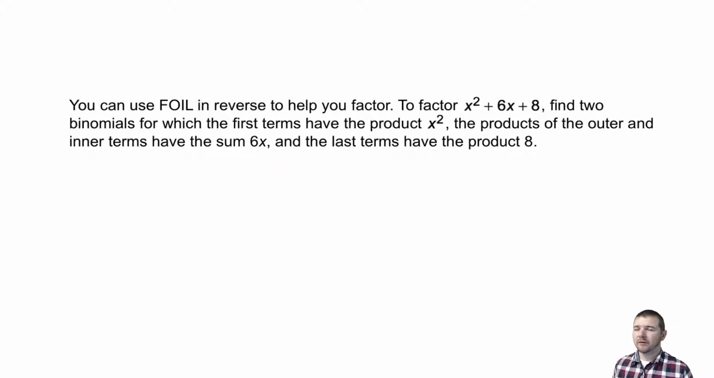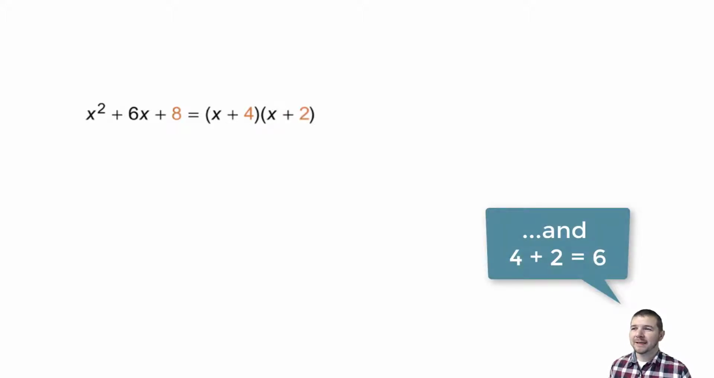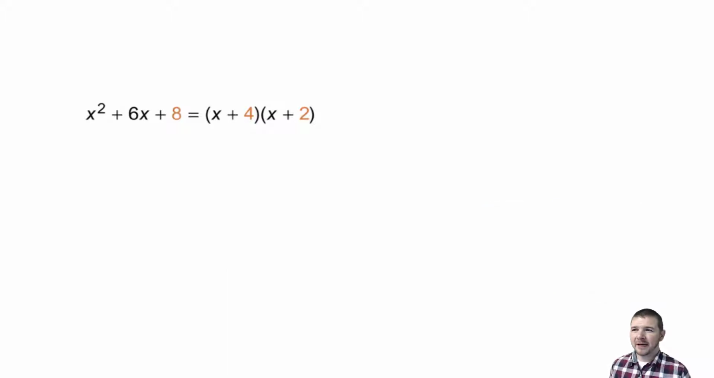You can use FOIL in reverse order to help you factor. To factor x squared plus 6x plus 8, find two binomials for which the first terms have the product x squared, the products of the outer and inner terms have the sum of 6x, and the last terms have the product 8. Well, x times x is x squared, so our first terms can be x in both cases. And factors of 8, well, 4 and 2 are factors of 8. 4 times 2 is 8. So we can rewrite this trinomial as the product of its binomial factors, x plus 4 times x plus 2.